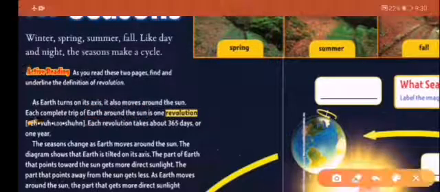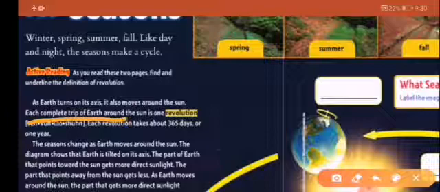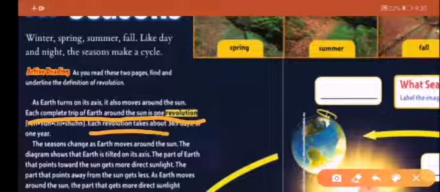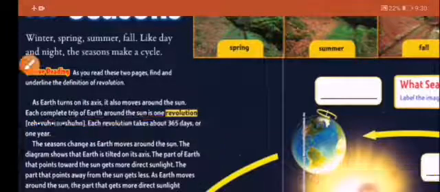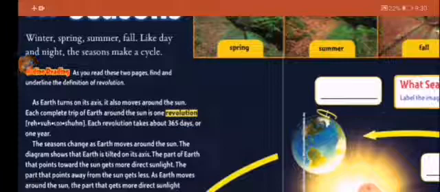Each complete trip of Earth around the Sun is one revolution, and each revolution takes about 365 days or 1 year. Please highlight this sentence. Okay?